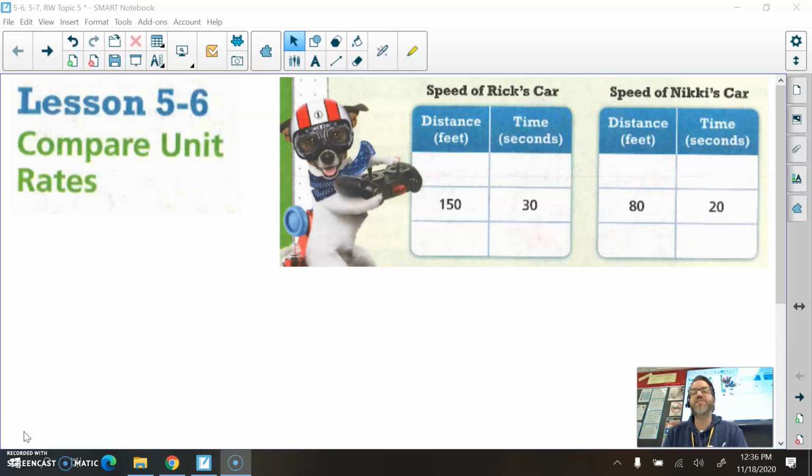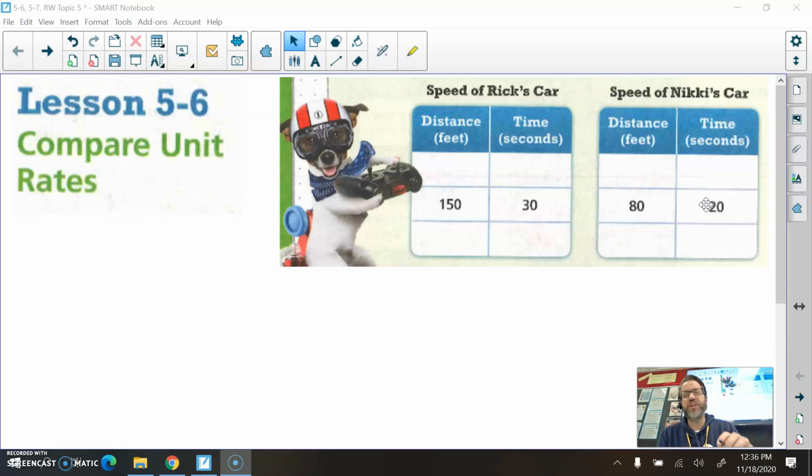The tables are showing the distance that the car has traveled in feet and the time that it travels that distance in seconds. So for example, Rick has a car that travels 150 feet here, and it takes 30 seconds for it to travel 150 feet. Nikki's car travels 80 feet, and it travels that distance in 20 seconds. And Rick and Nikki are in a little bit of an argument. Nikki says, "Hey, my car is faster than yours." And Rick says, "Oh, no, my car is faster than yours." So how could we compare these to know who has the faster car?